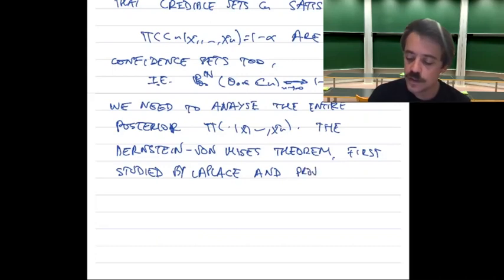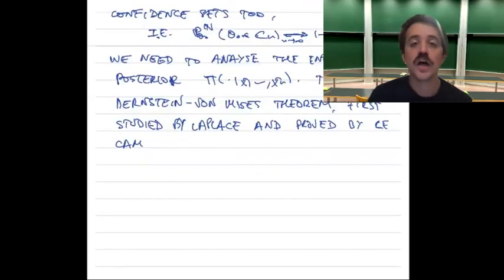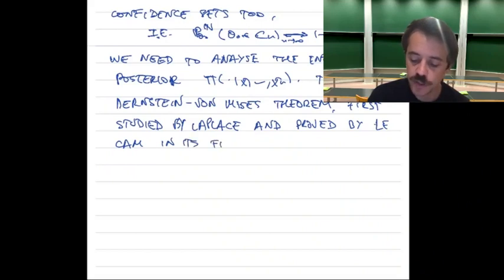Okay, so that is just a historical remark. If it was first studied by Laplace, then who proved this Bernstein-von Mises theorem in the generality that we understand it now? Well, it was again LeCam. I spoke about LeCam briefly in the previous lecture. He's a modern god of statistics. It was improved by LeCam in its final version, if you like.